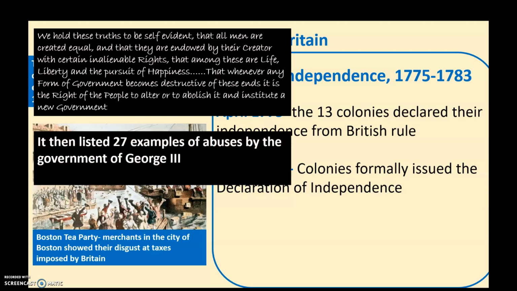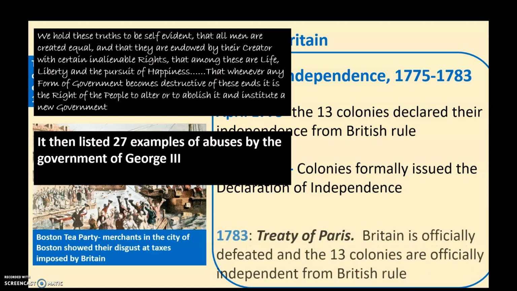Okay, the document then listed 27 examples of abuses of power by the British and George III. And these include things like quartering of soldiers in people's houses. So when the British sent soldiers over to the Americas, they basically kicked people out of their houses and put soldiers in them instead. And interestingly, that particular abuse is in the US Constitution still today, that this is something which can't happen, as are some of the other abuses as well. So they listed 27 examples of where George III had been a meanie, basically.